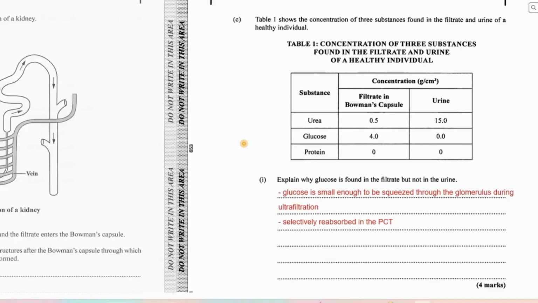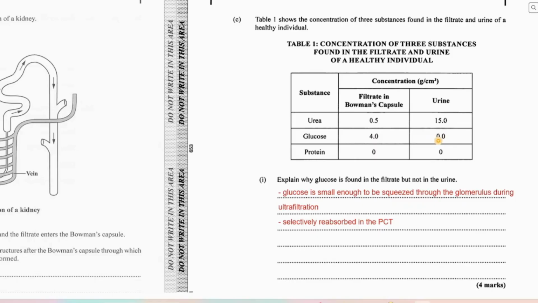When this happens, the main things that we mention are urea. You have, of course, the water. You have salts, which are the ions. You have glucose as well, and hormones. So glucose is small enough to be squeezed through the glomerulus through that process of ultrafiltration. This is why we will find glucose in the filtrate.